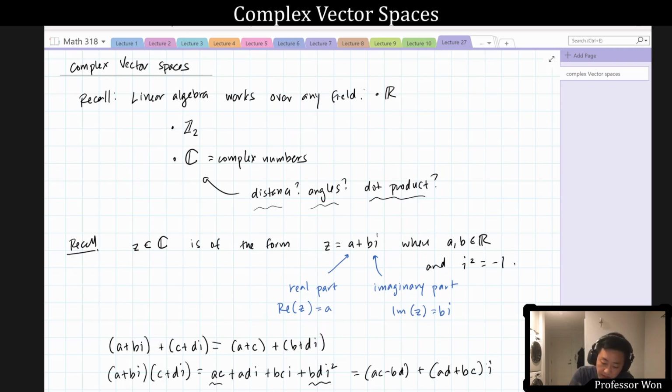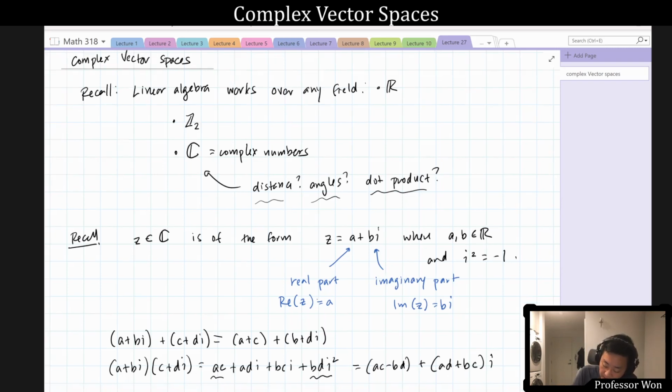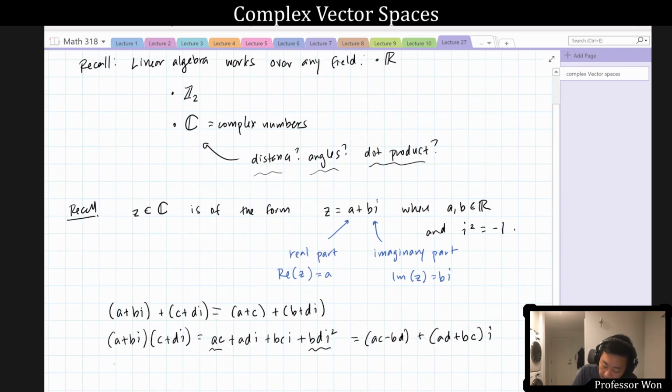Okay, and let me just put this on this slide because this is all still recalling stuff. For any complex number, the complex conjugate is also a complex number, which we denote with a bar. And so since z here is a plus bi, z bar is a minus bi. So you just take the same real part, but you take negative the imaginary part.